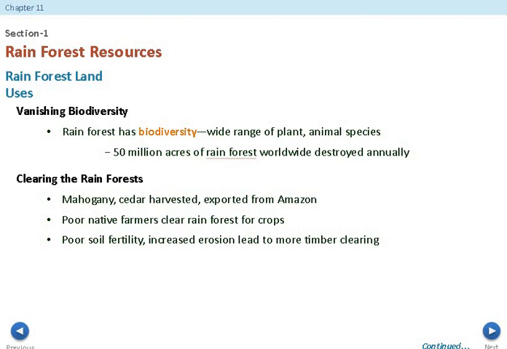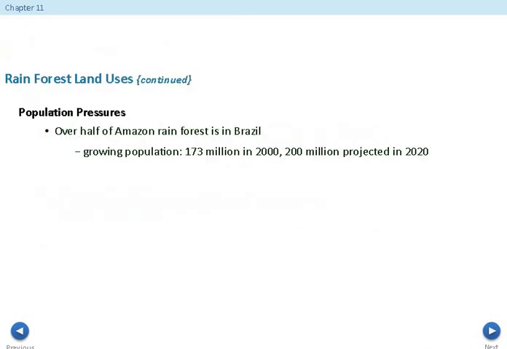Now, why don't they go somewhere else? This is where it says poor soil fertility and increased erosion are going to lead to more timber clearing. So basically, they can't go anywhere else. They essentially have to stay in the area that is the rainforest. But again, they're cutting them down, which is going to cause more issues.